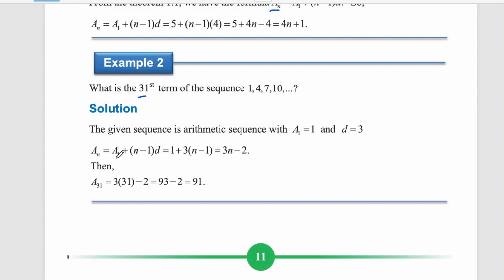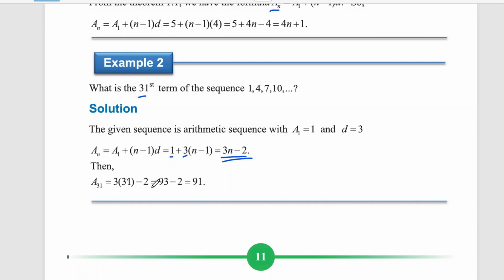So AN is equal to A1 plus N minus 1 times D. A1 is 1, D is 3, so 1 plus 3 into N minus 1. Then we get this. So to find A31, we substitute 31 for N, like this.